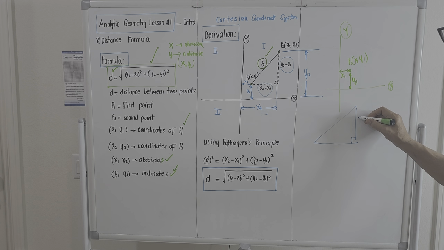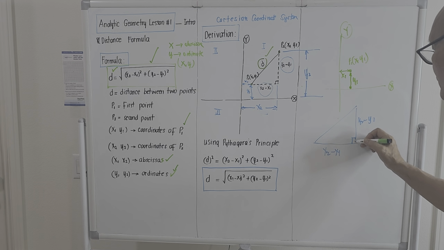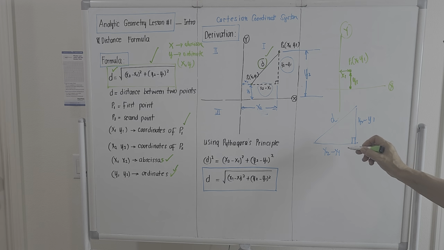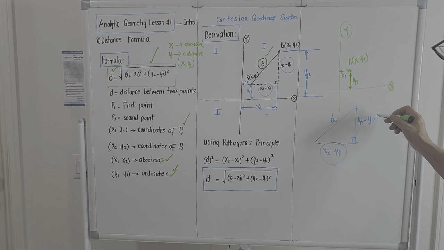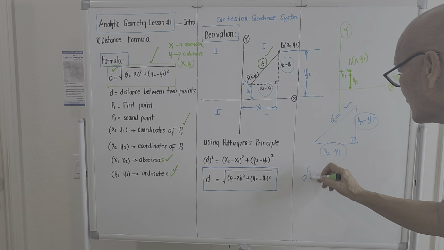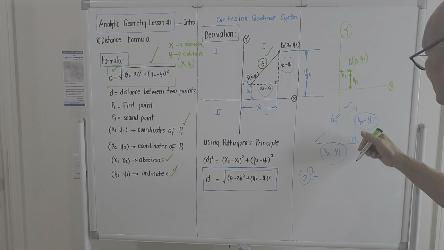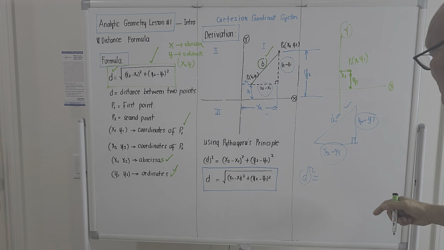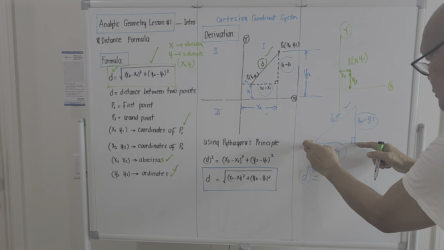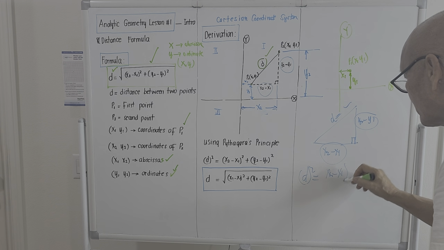This is actually y sub 2 minus y sub 1. This is x sub 2 minus x sub 1. This is the right angle portion. This is actually distance d. Okay, so if we are given x2 and x1, and we are given y sub 2 and y sub 1, we could compute for d. So d now, quantity square will be equal to, okay, we are using Pythagoras principle, right? The square of the hypotenuse should be equal to the sum of the square of the two sides, which is the adjacent and the opposite side. So this is x sub 2 minus x sub 1 quantity square.